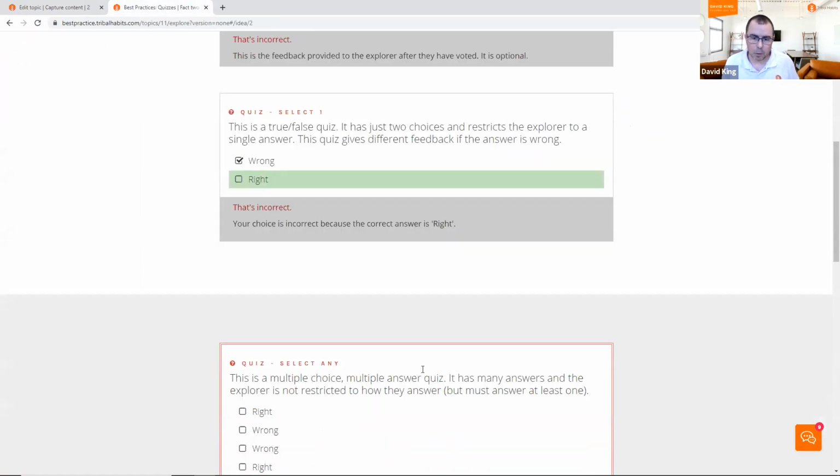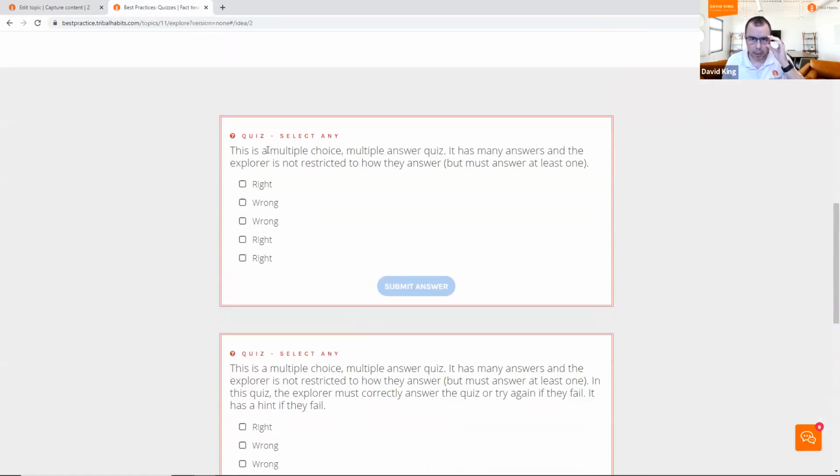Let's make the quizzes slightly more complex now. So here I'm going to look at a multiple choice, multiple answer quiz. So it has many answers and the explorer is not restricted to how many they answer. In this case, it has 3 correct answers out of 5, and we're not telling them how many are correct. So they've really got to think it through. They really won't know here when they submit.